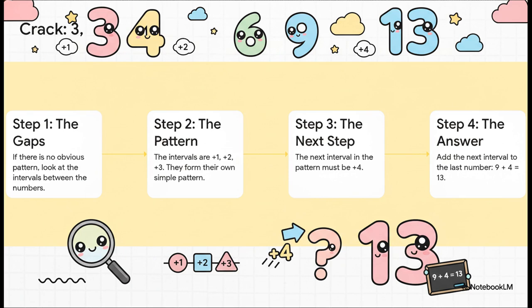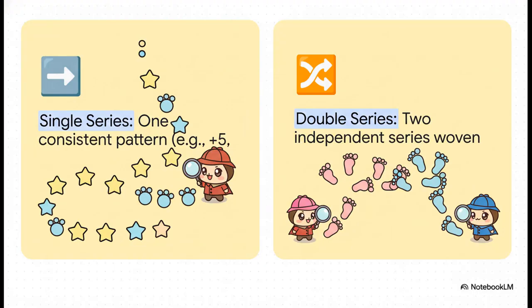From 3 to 4, that's +1. Okay. 4 to 6 is +2. 6 to 9 is +3. Ah, there it is. See the pattern? It's in the intervals. The gap increases by 1 each time. So the next one has to be +4, which means our next number is 13. Case closed.